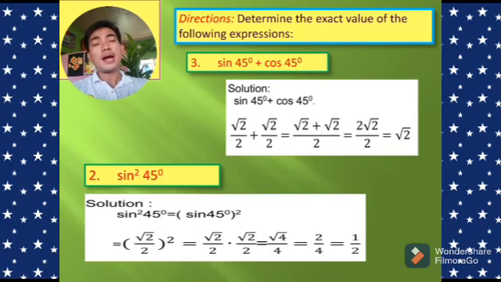Or you could have the square root of 2 over 2 square. You will just simply take the square of square root of 2. That will give you 2. And 2 squared, that would be 4. Then you will still get 1/2 as your final answer. Okay? Is that clear now?